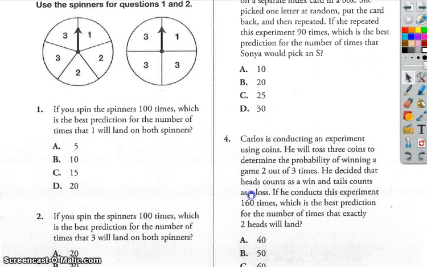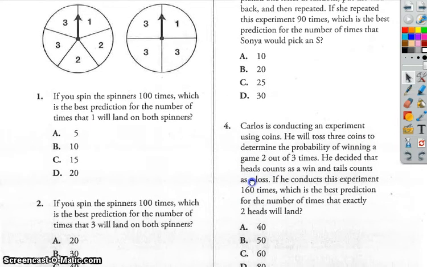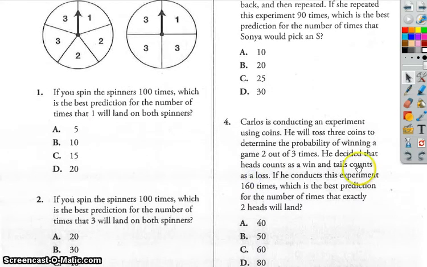Then looking at number 2, if you spin those spinners 100 times, what is the best prediction for the number of times that 3 will land on both spinners? So I've got 2 out of 5 is the probability of 3's over here. And then 3 out of 4 is the probability of landing on a 3 on this spinner. So again, you're going to multiply those. So that's going to be 6 out of 20.